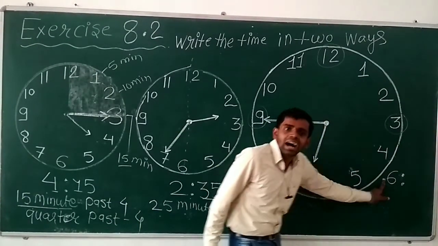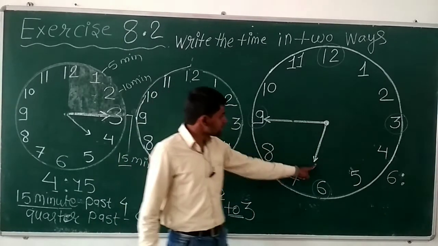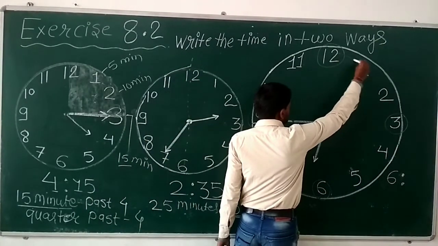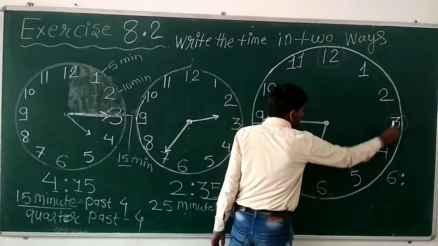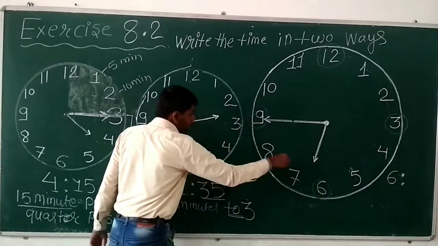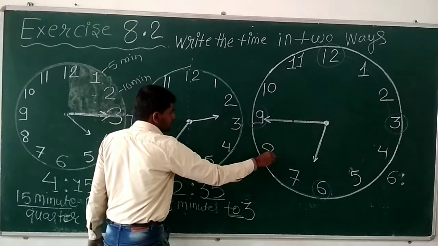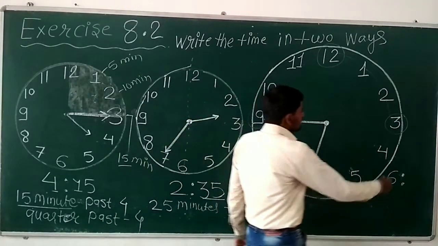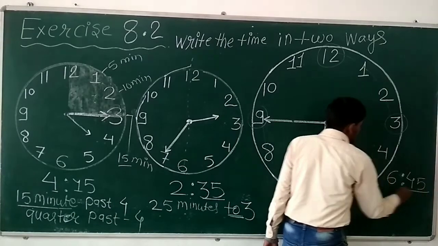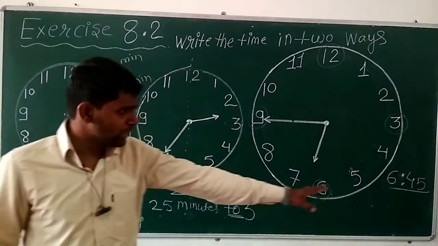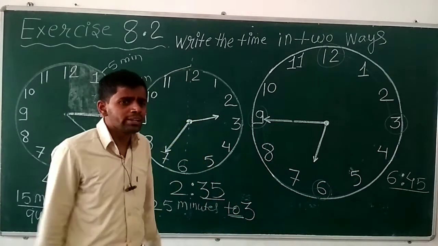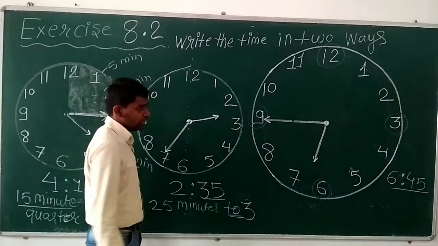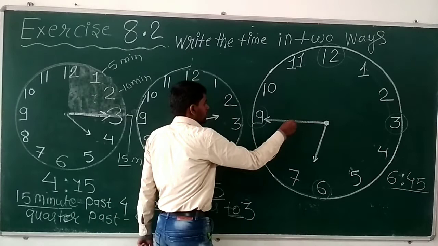The time is 6 hours. 6 घंटा. After the 6 hours, how many minutes are done? कितने मिनट हो चुके हैं? Let's count. This is 5, 10, 15, 20, 25, 30, 35. उसके बाद 40. फिर उसके बाद 45. So it is 6 hours 45 minutes. So the time is 45 minutes. That means 6 hours 45 minutes. This is the first way to write the time, and it is very easy. Okay, you have to just observe the clock and you can write the time 6:45.